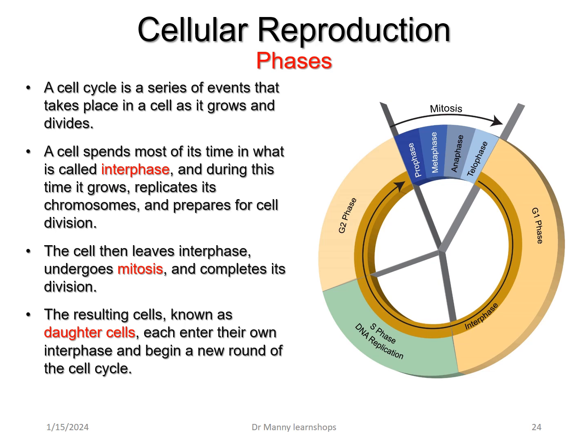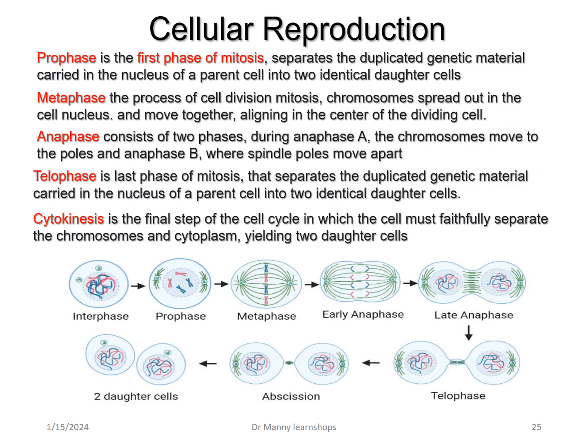Cellular reproduction involves 5 phases. Prophase is the first phase of mitosis, and this is when duplicated genetic material is carried in the nucleus of the parent cell into 2 specific individual daughter cells. In metaphase, in the process of cellular division, mitosis, chromosomes spread out in the cell nucleus and move together, aligning in the center of the dividing cell.